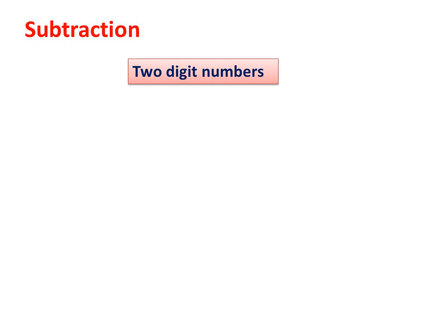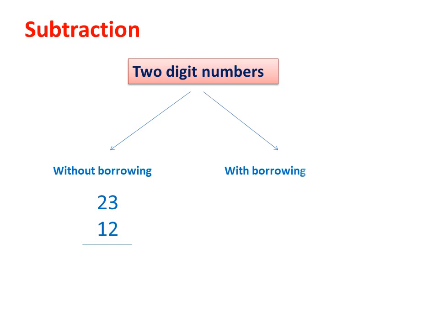Now let us go to subtraction. Once again, there are 2 categories. Without borrowing is one category. The second type is with borrowing. I have given you 2 examples here: 23 minus 12. Of course, I have left out some of the conventions. I have not written the plus and minus signs, because I am not teaching, I am just telling you how to do it.